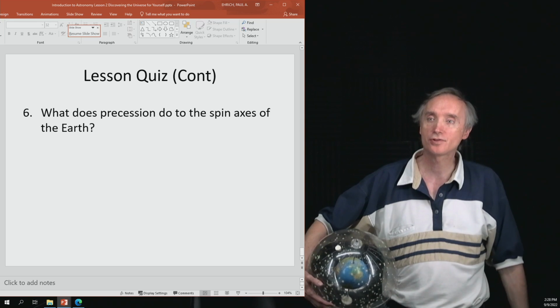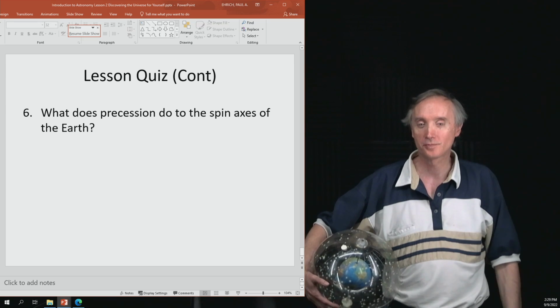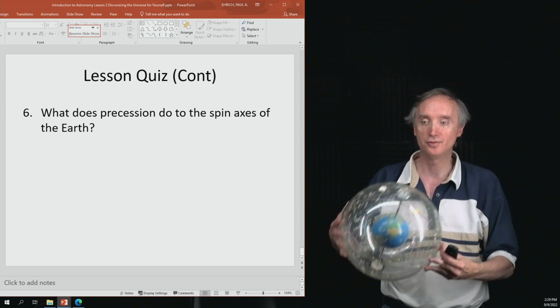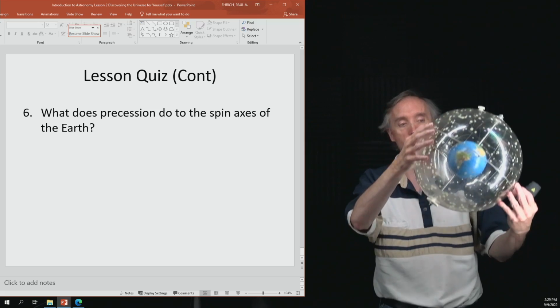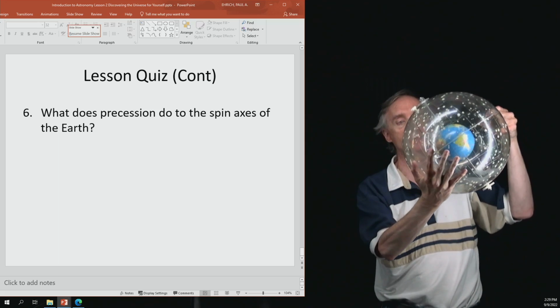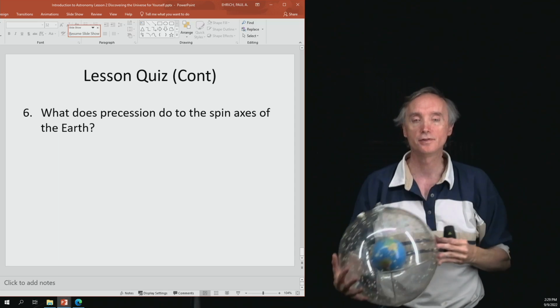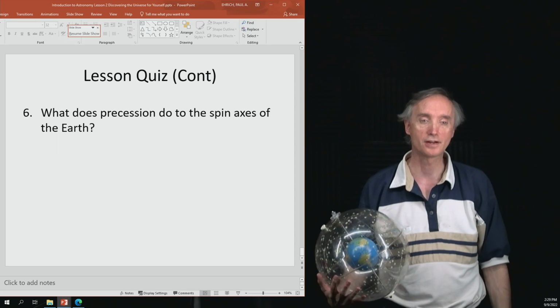What does precession do to the spin axis of the Earth? So it causes it to change, so that as the years go by, the spin axis of a planet will very, very slowly change due to precession.